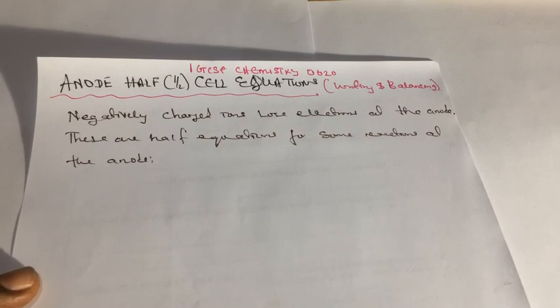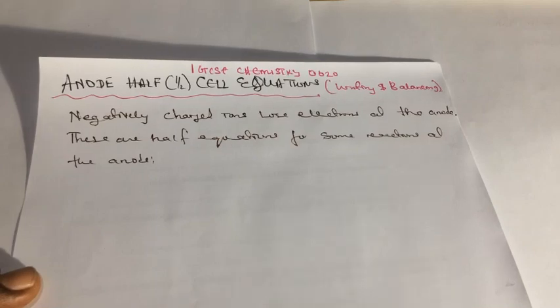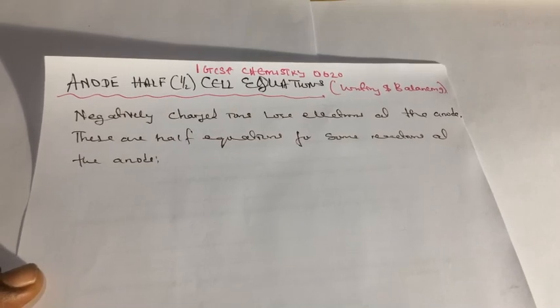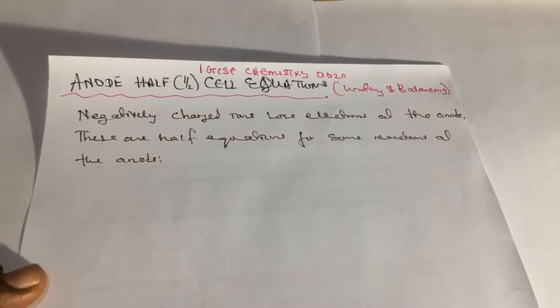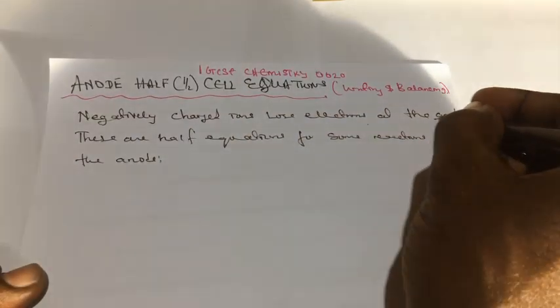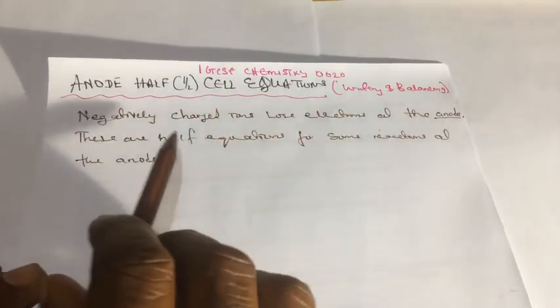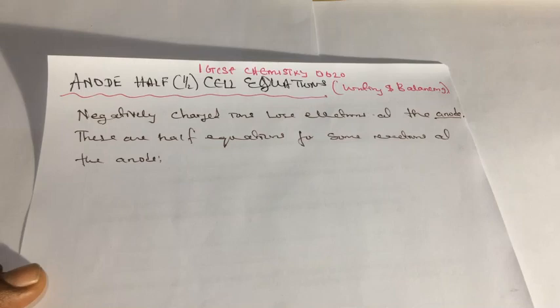Anode half-cell equations, writing and balancing. This is Chemistry 0620. Negatively charged ions lose electrons at the anode. These are the half-cell equations for reactions at the anode.